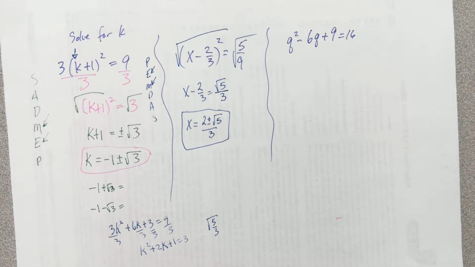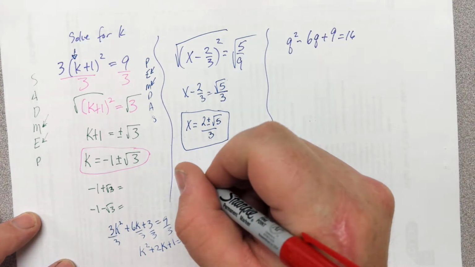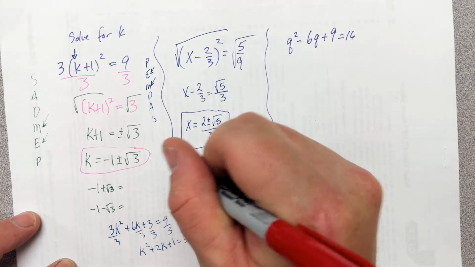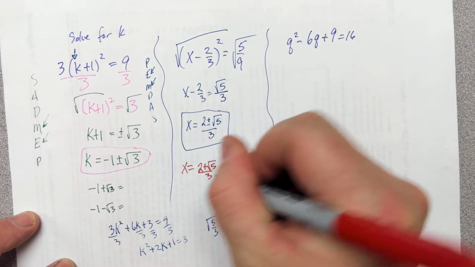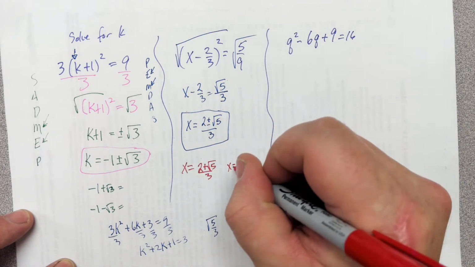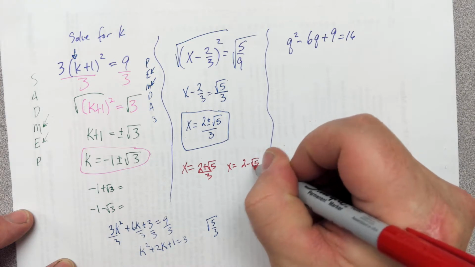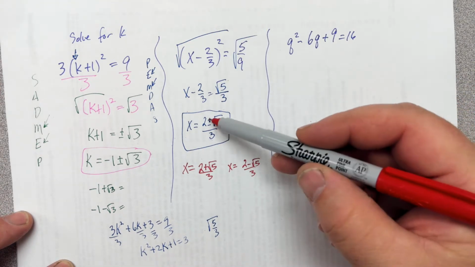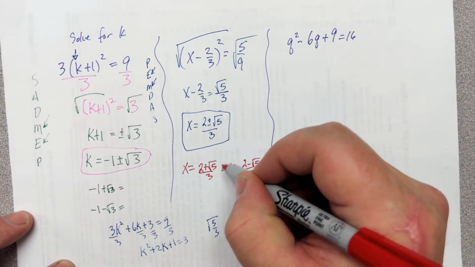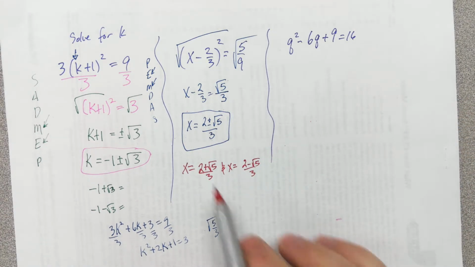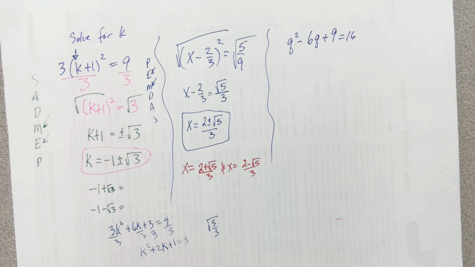Now, if you were using a calculator to come up with a decimal approximation, here's what you would do. You would do it for both things. You would say 2 plus the square root of 5, and then you divide that by 3. That was one answer, right? And then 2 minus the square root of 5, divided by 3. That little plus-or-minus symbol right there, that's what it means. It means you have both of them. You have one where you're adding the square root of 5 and the other where you're subtracting it.